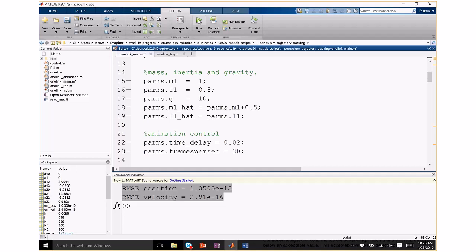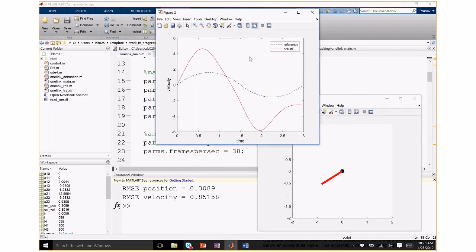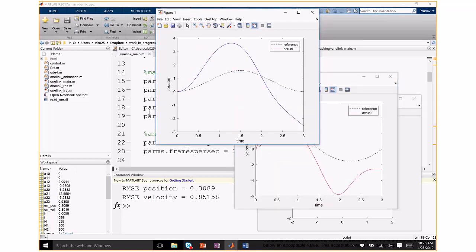So now, because my model is incorrect, I'm expecting the tracking to be poor, and you can see the RMSE was actually pretty bad. It goes up, overshoots, and comes back. It doesn't quite do what it's supposed to do, because now we have a case where we have an incorrect model. So the dashed line is what we wanted. The red solid line is what it is doing. Clearly, it's off.